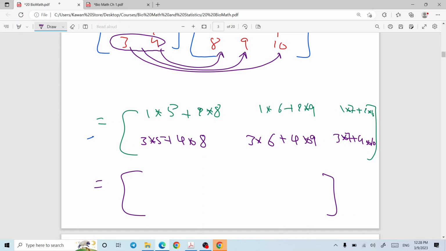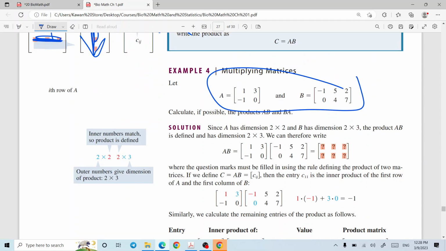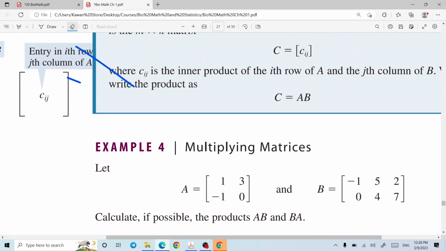Good. Of course, B multiplied by A, we cannot. So solve this one for me now. Can you do it? You have 3 minutes to do it. Yalla.